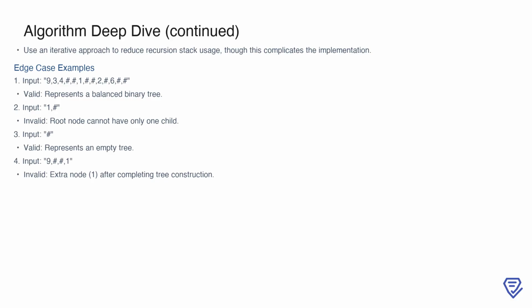Let's also review some edge case examples to solidify our understanding. For the input 9,3,4,#,#,1,#,#,2,#,6,#,#, the tree is valid and represents a balanced binary tree. For 1,#, it's invalid because a root node cannot have only one child. The input # is valid, as it represents an empty tree. Lastly, for 9,#,#,1, the tree is invalid because there is an extra node, 1, after the tree construction is complete. These examples demonstrate how the algorithm handles different scenarios and ensures the correctness of the input.